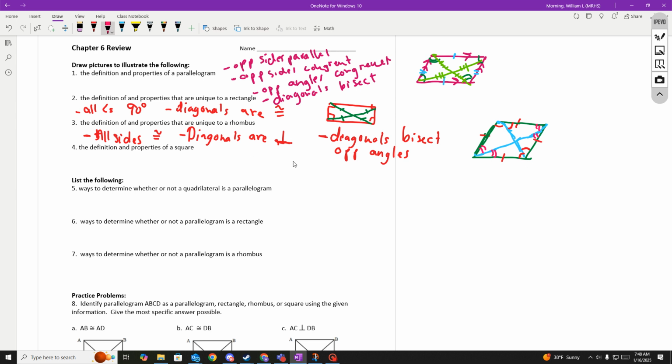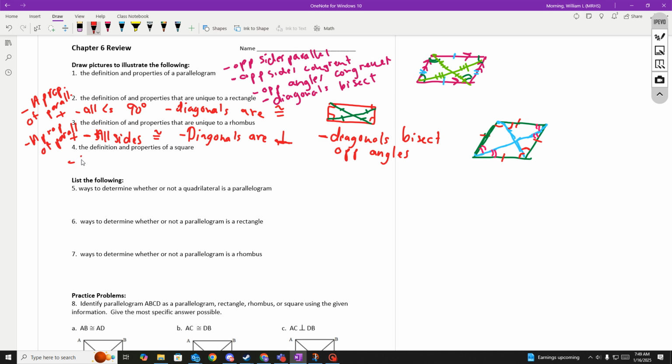Okay, so these are unique to the rhombus. Definition and properties of a square. A square is just everything the rhombus has and everything the rectangle has. So let's go back to the rectangle actually. Rectangle: all properties of a parallelogram plus all of these. Okay, for the rhombus, all properties of a parallelogram plus all of these.